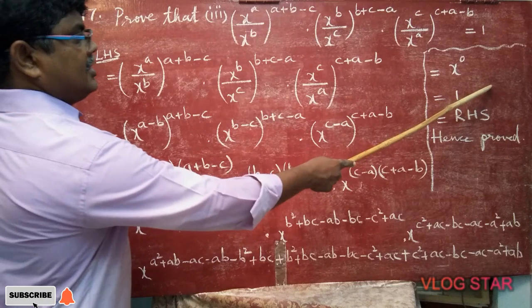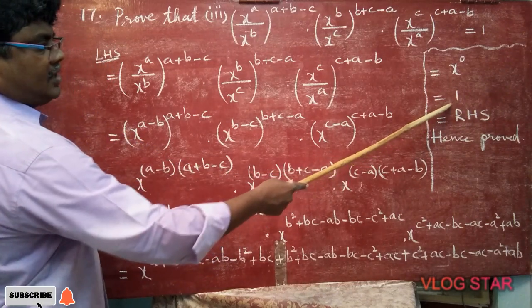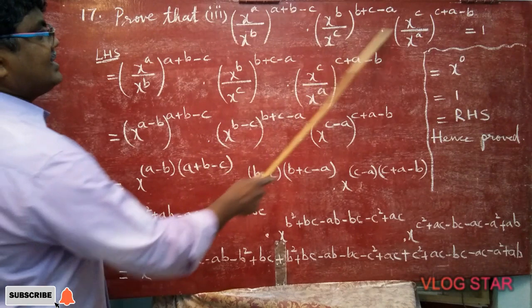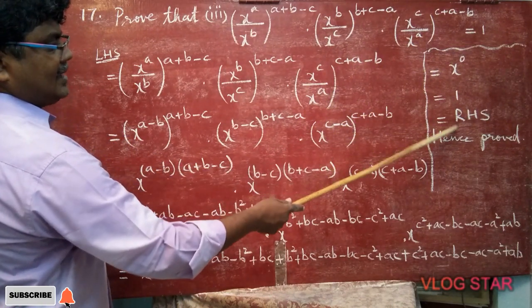What is x to the power of 0? A to the power of 0 is equal to 1. Mention that one also. Is equal to 1. Where we started, LHS, we started, came to RHS. Is equal to 1. RHS, hence proved.